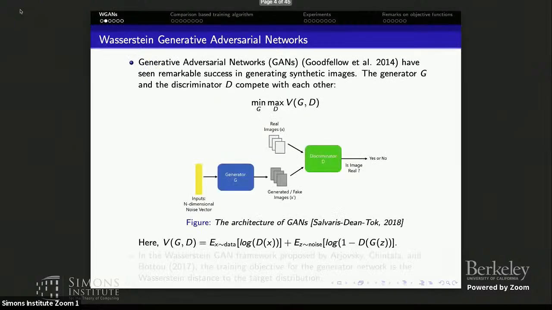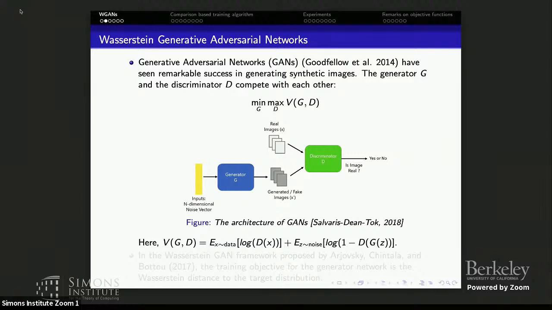All right. So yeah, thanks to Augusto, I can briefly explain these generative adversarial networks, GANs. These networks have been remarkably successful in generating synthetic images. In the original model by Goodfellow et al., we have two networks, the generator and also the discriminator. They compete with each other. So we are solving the following minimax problem. And in the original model, this V is given as follows.